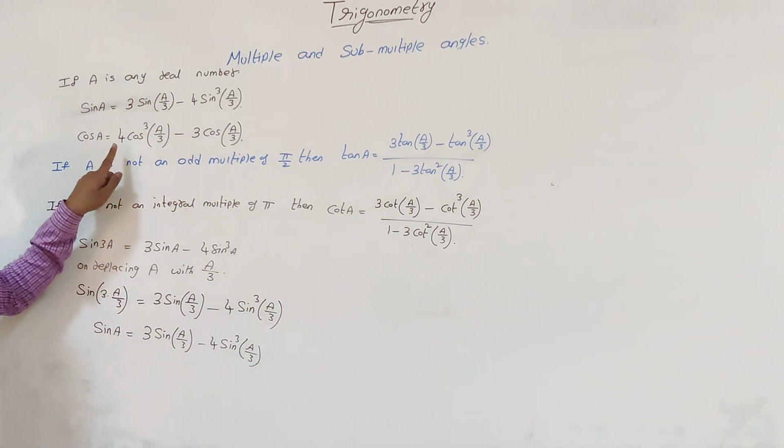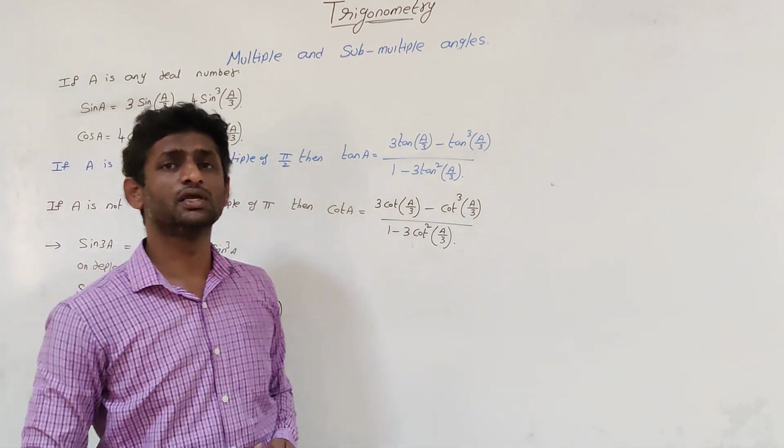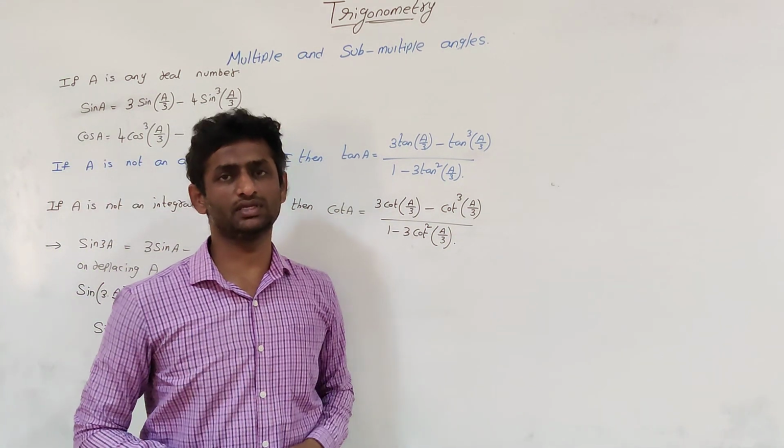Similarly, we can prove for this cos a also. As cos 3a is 4 cos cube a minus 3 cos a, replace a with a by 3. You will get the result.